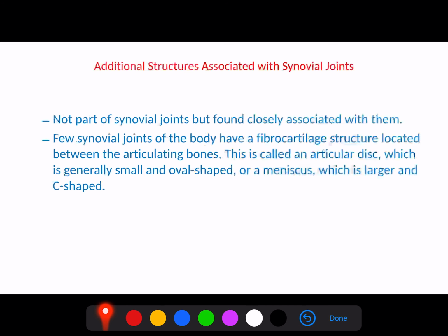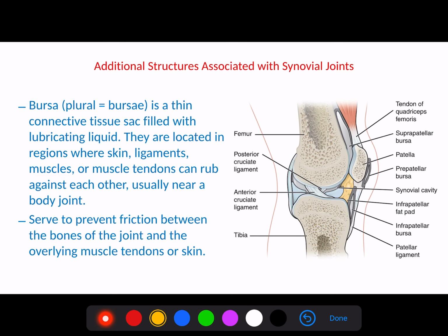Now, along with that, there are other structures that are associated with synovial joints. These are not part of the synovial joints, however, they are closely associated with them. So most of the time, when there is a synovial joint, you might find these structures. The first one is called the bursa. We can think of the bursa as little bags filled with lubricating liquid like synovial fluid. These bursa are located, as you can see here, between the muscles or tendons and the bones. We can find them between the ligaments or muscle tendons and the bones, and their purpose is to prevent friction between the bones and these structures. So this is one, the bursa.